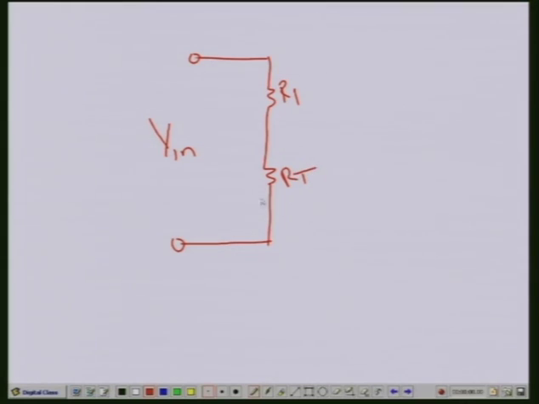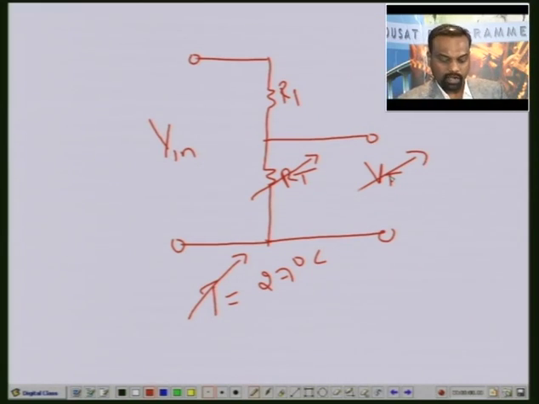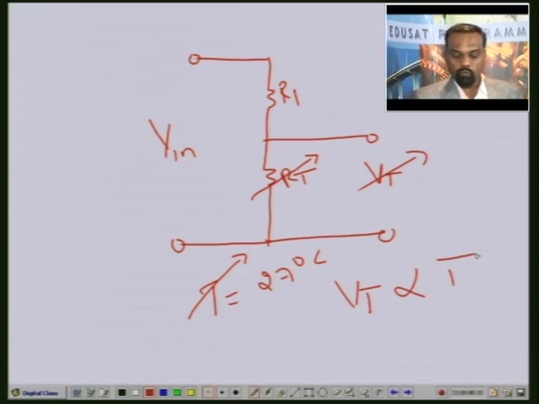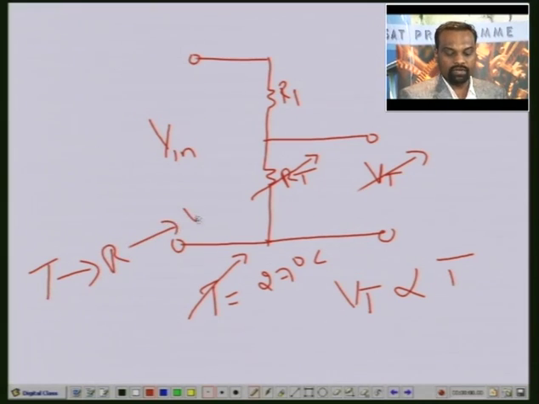Since the resistors are connected in series, the voltage across the combination is V in. Now let us take the voltage across resistor RT, which we denote as VT. When the room temperature T is 27 degrees centigrade, the resistance RT would be some value. If the temperature changes, the resistance also changes. Because the resistance changes, VT also changes. So VT is a measure of temperature. Whenever the temperature changes, it changes the resistance, and the resistance changes VT, that is, the voltage.